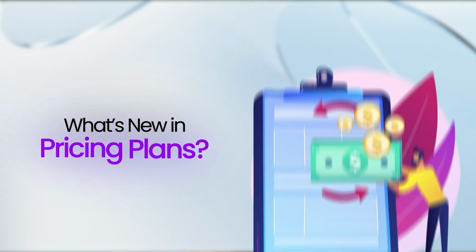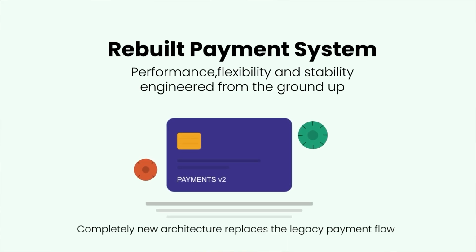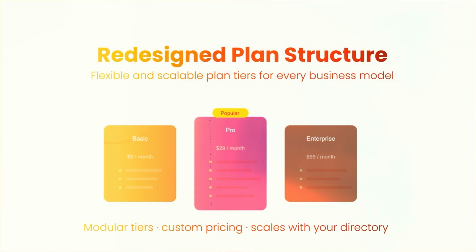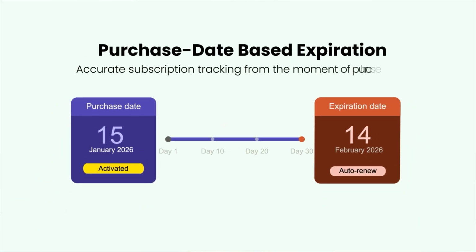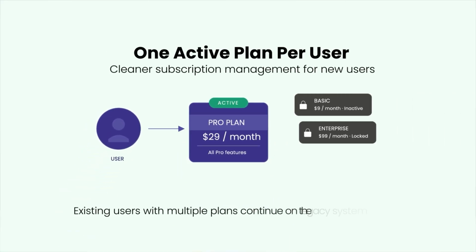So before we install anything, let's quickly understand what's new in this upgraded pricing plan system. The entire payment system has been completely rebuilt from the ground up for better performance, flexibility, and stability. The pricing plan structure has also been redesigned, making it more flexible and scalable for different business models. Now, expiration dates are calculated based on the plan purchase date rather than the listing creation date, making subscription tracking much more accurate. Users can now manage only one active plan at a time, while existing users with multiple plans will continue using the old system without disruption.